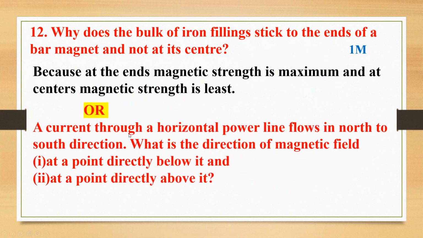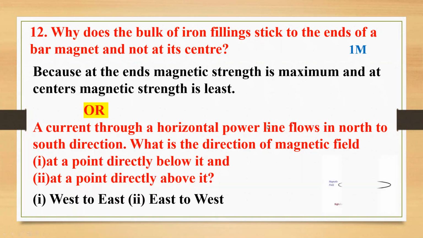A current through a horizontal power line flows in north to south direction. What is the direction of the magnetic field? Magnetic field, number one, at a point directly below it and at a point directly above it. I know this you are going to face a little difficult, but you try to understand the concept of right hand thumb rule. If you know the right hand thumb rule, very easy to write, very easy to answer.